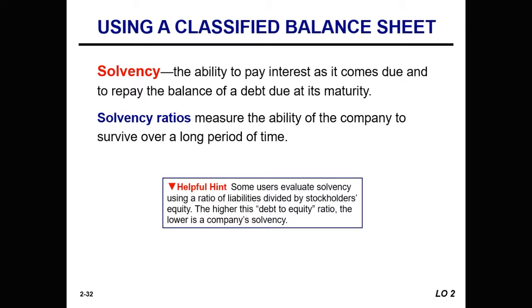There are several types of solvency ratios. You'll notice here in the hints that some users will take the stockholders' equity total and divide that into the liabilities. This is the debt to equity ratio. The higher this is, the lower a company's solvency. We want them to have a high solvency.